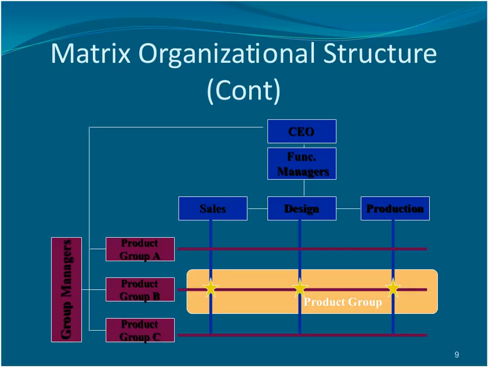The design of the matrix organizational structure is somewhat like this. You can see product group A, product group B, and product group C. There can be multiple product groups, and you see that the members come from different functional areas, which are sales, design, and production. Members come from these three functional areas into a product group, and a group manager leads the product team.